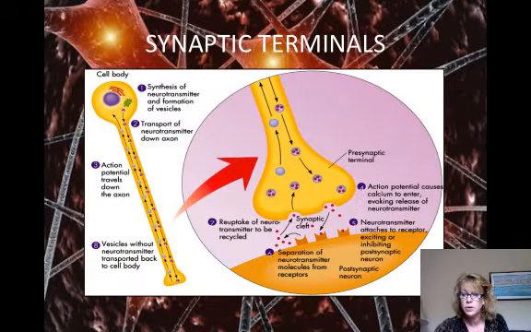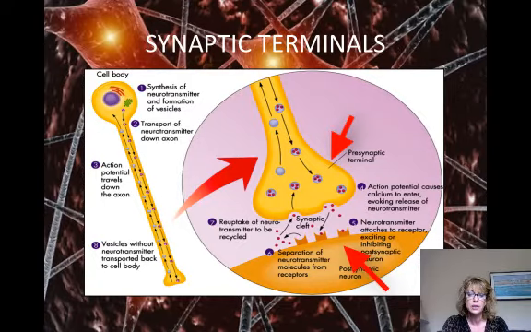The synaptic terminals are the ends of the axons. They release neurotransmitters or chemical messengers into the synapse. The synapse is the site where the synaptic terminals contact the target cell, which again is going to be a neuron or an effector. The presynaptic cell is the transmitting cell, and the postsynaptic cell is the target cell.